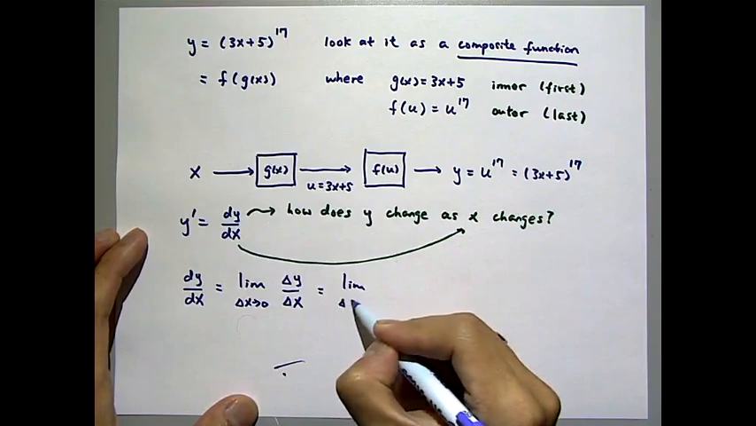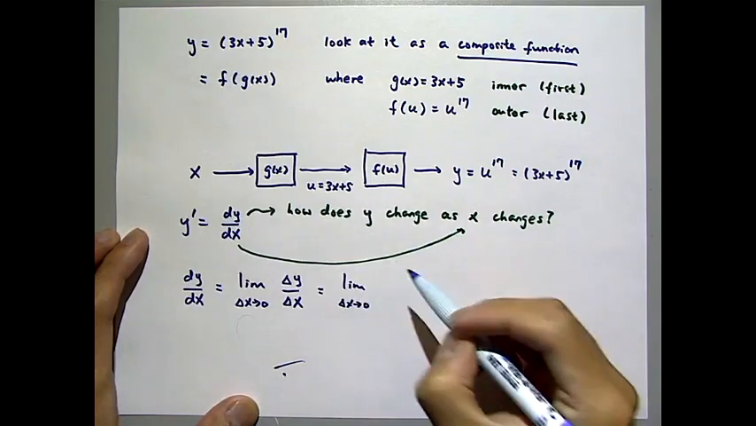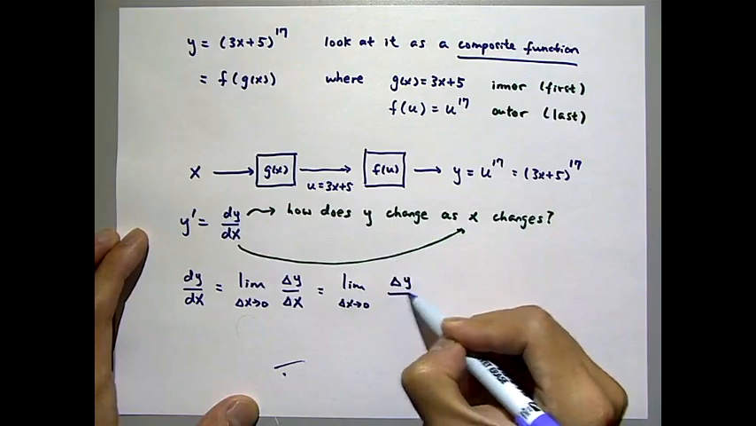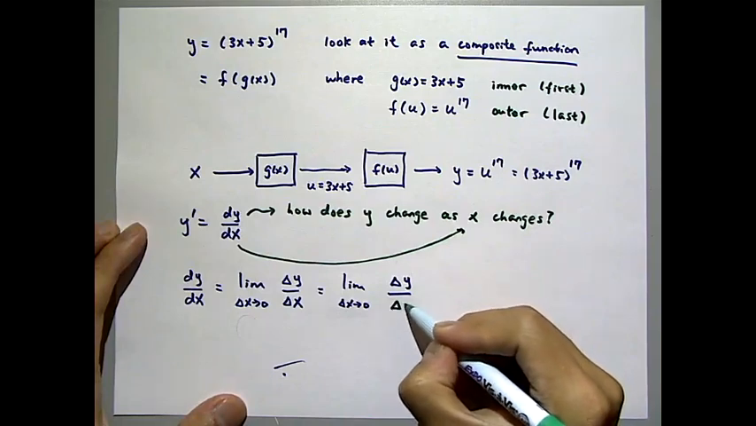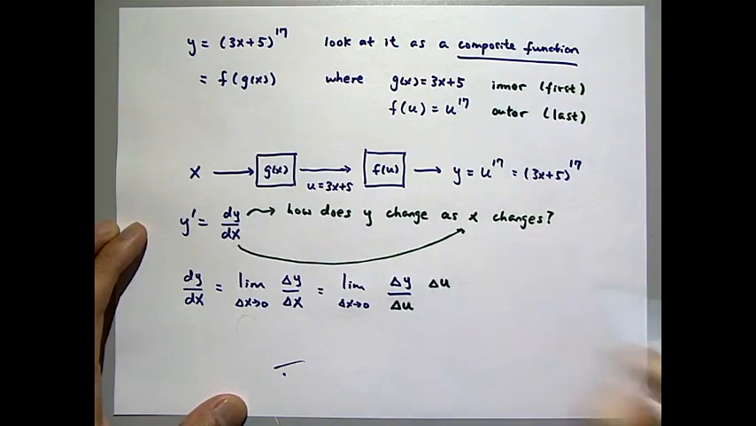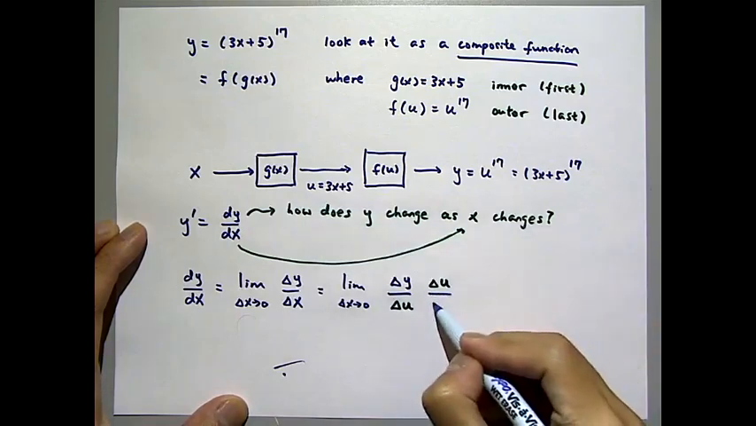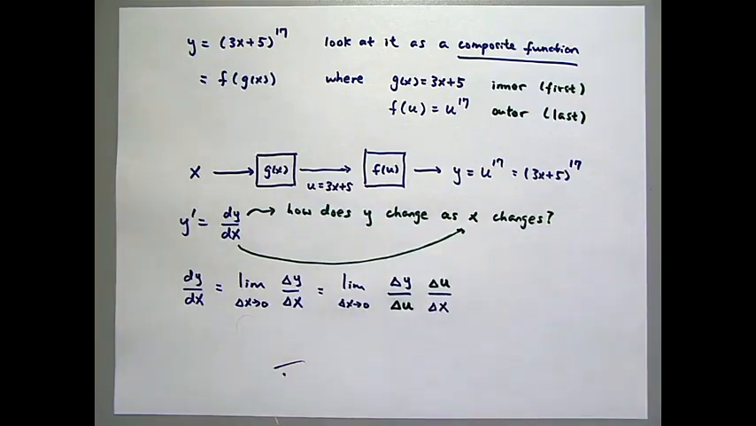Now here, we're going to add a couple things to this. I want to rewrite delta y over delta x as delta y over delta u times delta u over delta x. And I'm allowed to do that because I haven't changed the expression at all. I simply divide it by delta u and then multiply it back. We do that with rationalizing stuff, for example. We do that all the time.